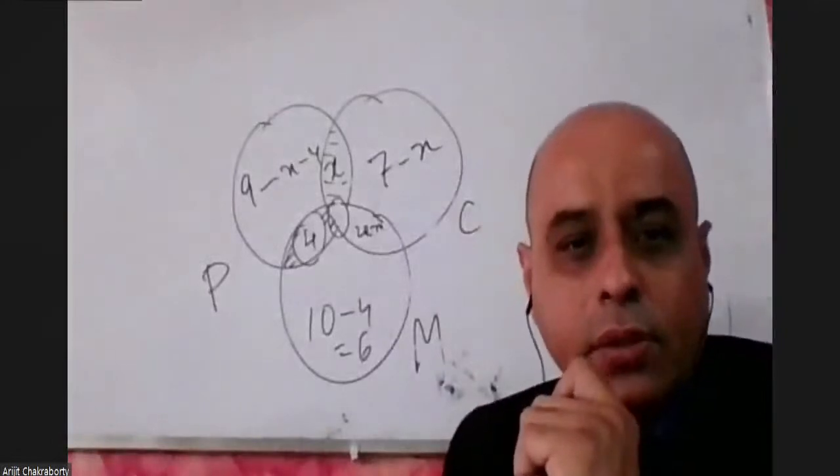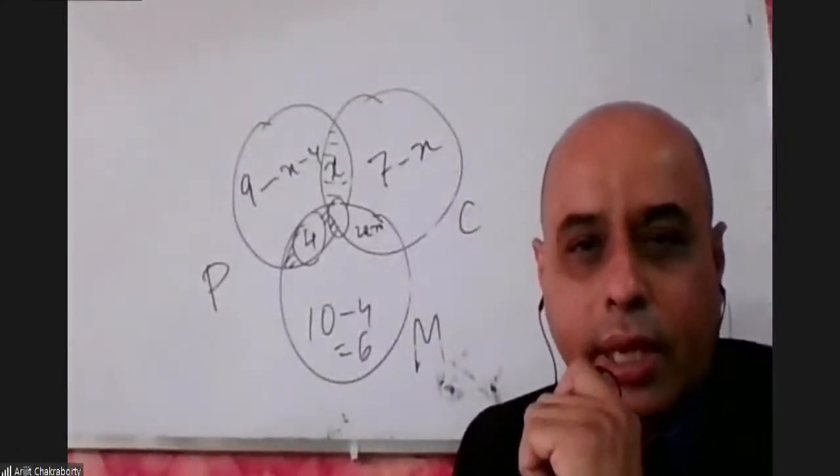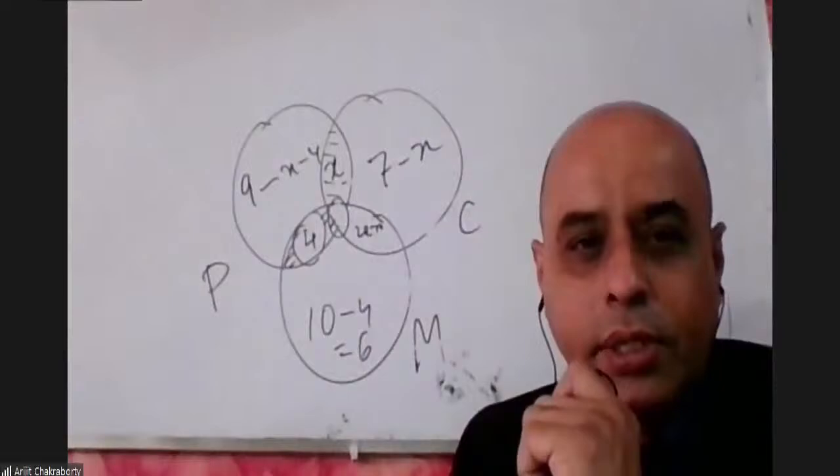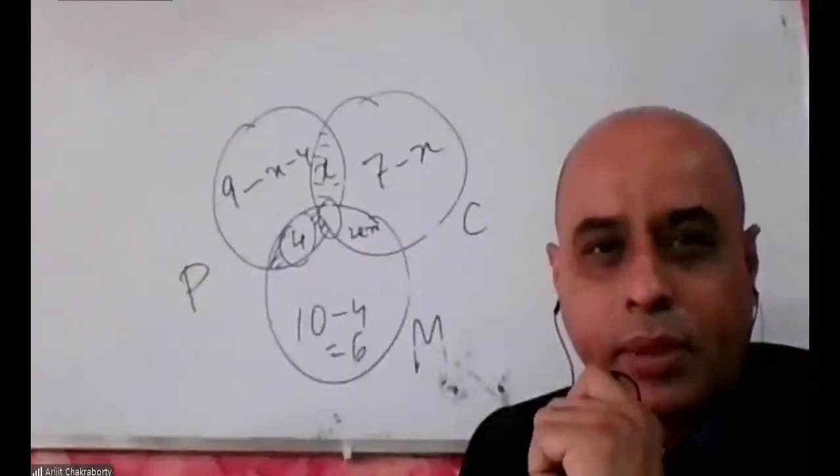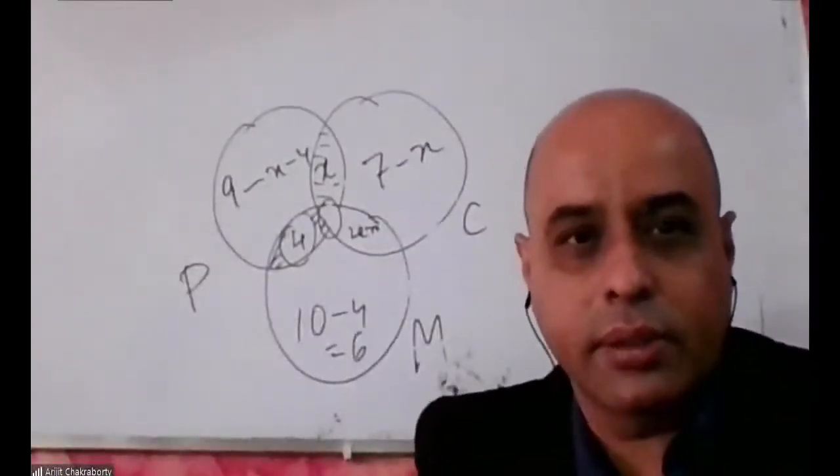Okay. So you can see this is 7 minus x. Since it is 7 minus x, please note how we are solving it.